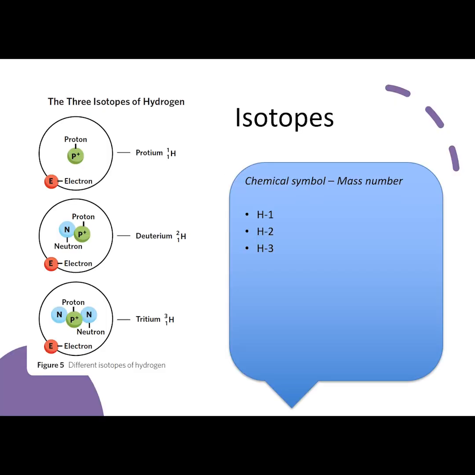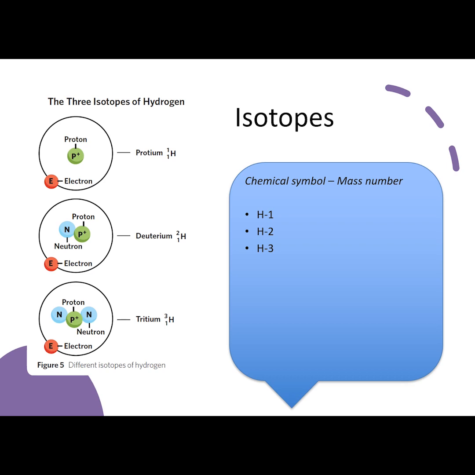So first thing we're going to look at is isotopes. On the left, you can see 3 different isotopes of hydrogen. There's one with one proton and no neutrons, which is just your regular hydrogen. And then there's one with a neutron and a proton, one with 2 neutrons and a proton. So those are 3 different hydrogen isotopes, but they're all still hydrogen because they all have 1 proton.